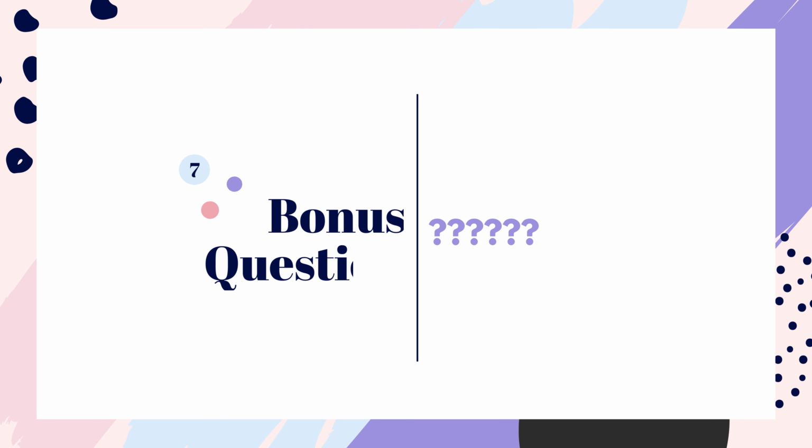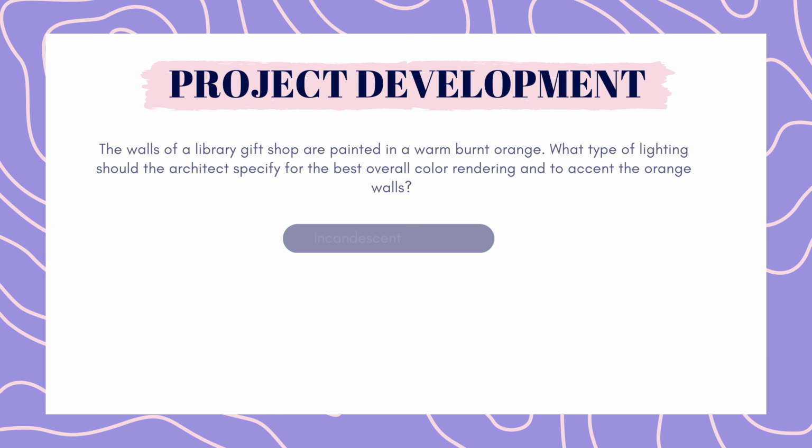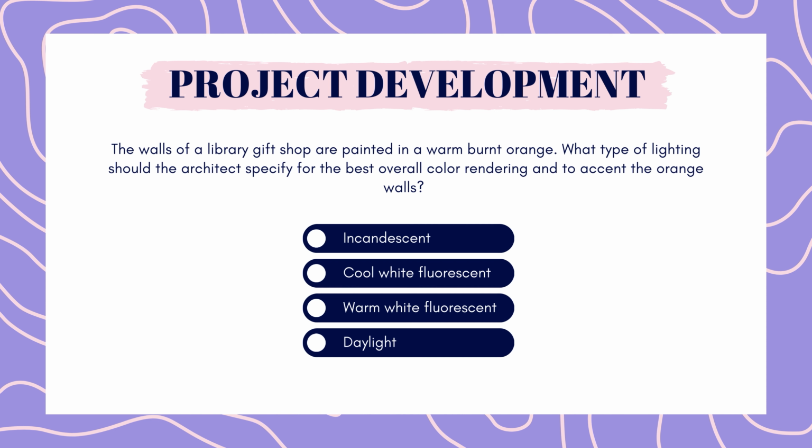And finally, our bonus question is, the walls of a library gift shop are painted in a warm burnt orange. What type of lighting should the architect specify for the best overall color rendering and to accent the orange walls? Incandescent, cool white fluorescent, warm white fluorescent, daylight. Pause here to answer. And the correct answer is incandescent.